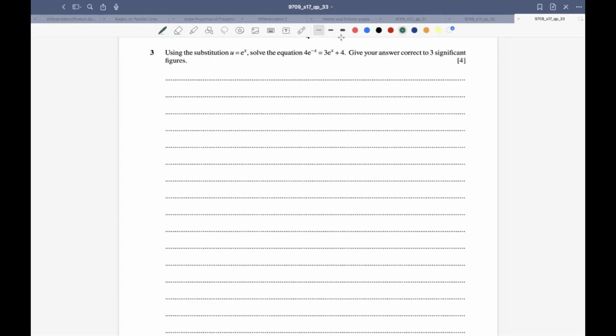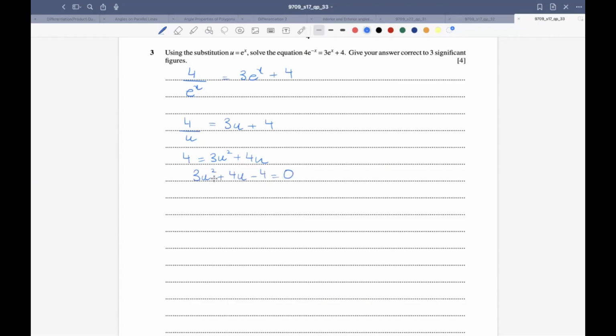In question 3, we have to use a substitution u equals e to the power x to solve the given equation, 4e to the power minus x equals 3e to the power x plus 4. So we can first write the equation as 4 upon e to the power x is equal to 3e to the power x plus 4. Now making the substitution, we'll get 4 upon u is equal to 3u plus 4. Cross multiplying, we'll get 4 is equal to 3u squared plus 4u. Bringing the 4 on the right hand side, we'll get 3u squared plus 4u minus 4 equals 0.